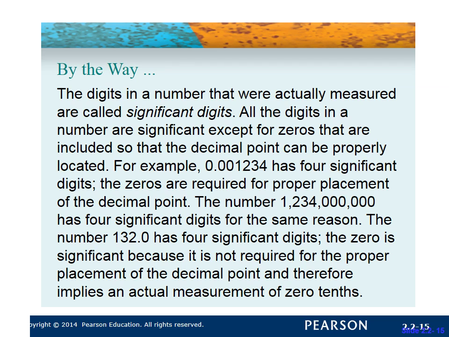The number 1,234,000,000 still has 4 significant digits because you had to add those 6 zeros to get it into the billions place. But the number 132.0 also has 4 significant digits because that last zero was not required to get the proper placement. It's giving you the precision to the nearest tenth. So therefore, all of these numbers have 4 significant digits, but the last one, the zero, didn't have to be put in, but it was, hence that makes it significant.